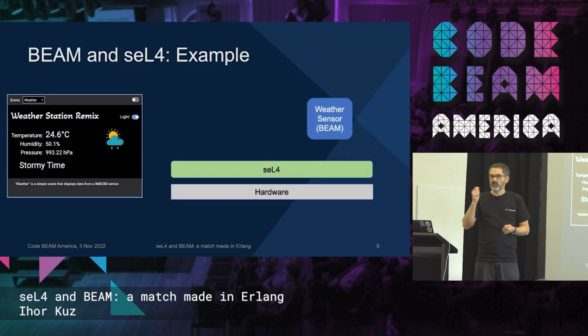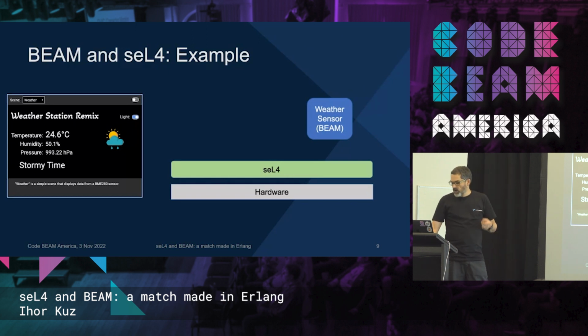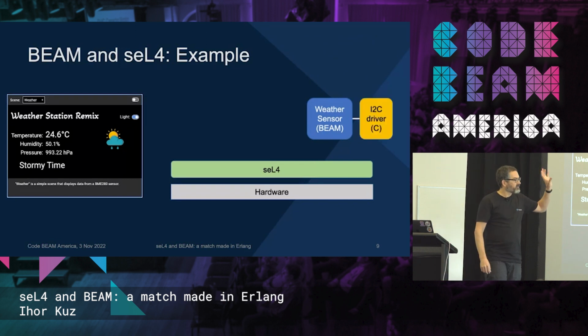It gets data about the current temperature, the current pressure, and so on, and collects that. It obviously needs to talk to hardware to do that. So we add a C driver, a driver implemented in C that's an I2C driver. So this Beam talks to the I2C driver to actually connect to the sensor and get the data out of that. We want to display that as well.